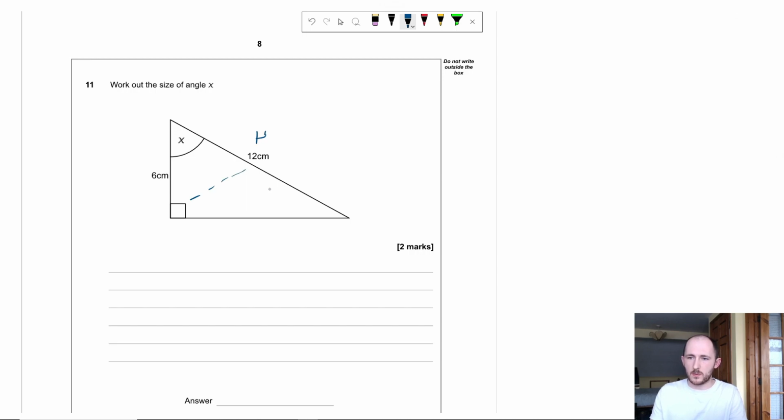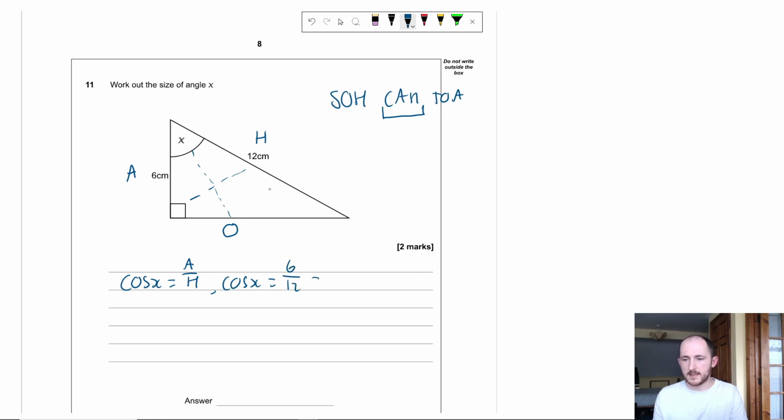The side opposite the right angle is always the hypotenuse. Opposite the angle we want or have is always the opposite. And the leftover one is A. So I'm going to write out SOHCAHTOA. Now, which sides am I interested in? Well, it's A and H, right? So I have cos X equals A over H, which means cos X is equal to 6 over 12, which in other words is a half. So X is equal to the inverse cos of 1/2.